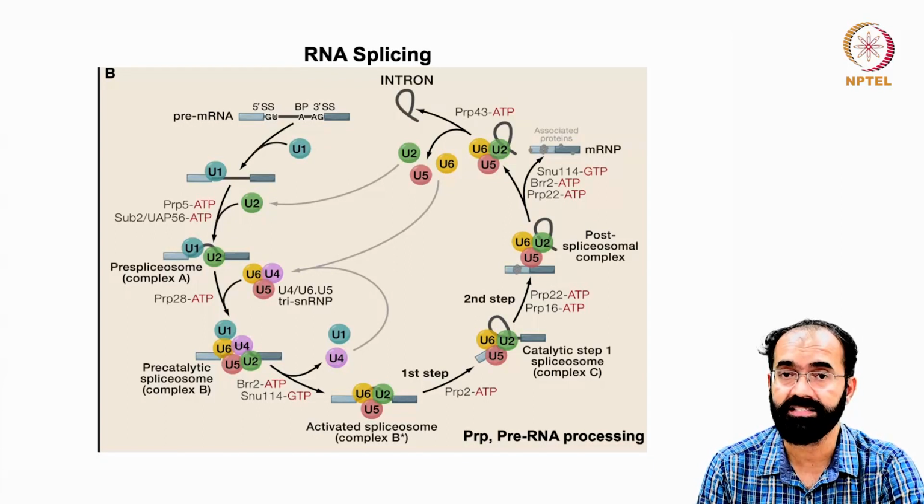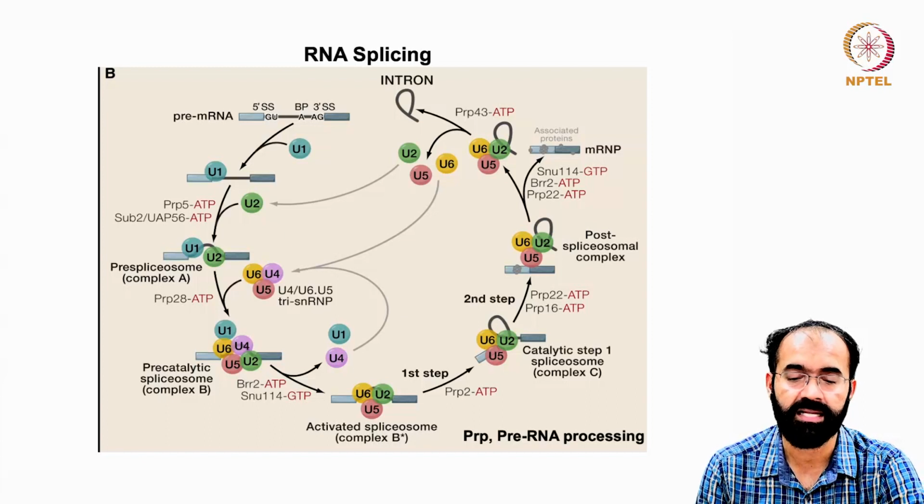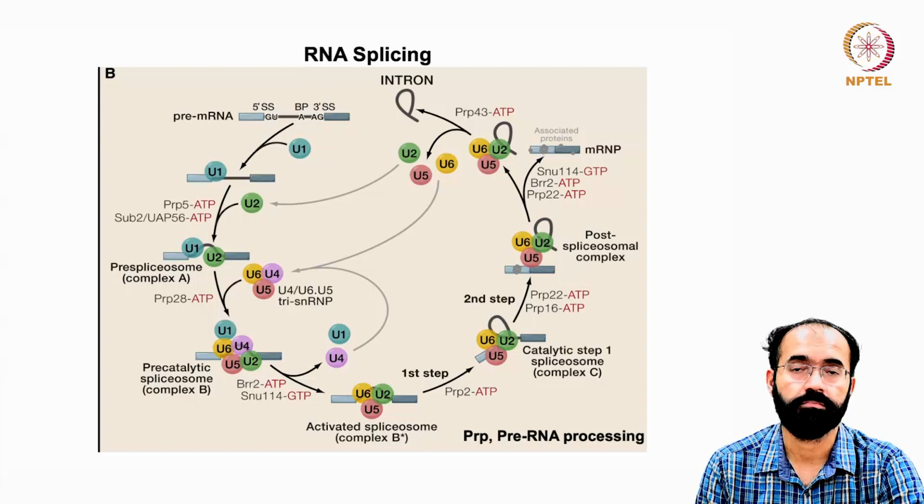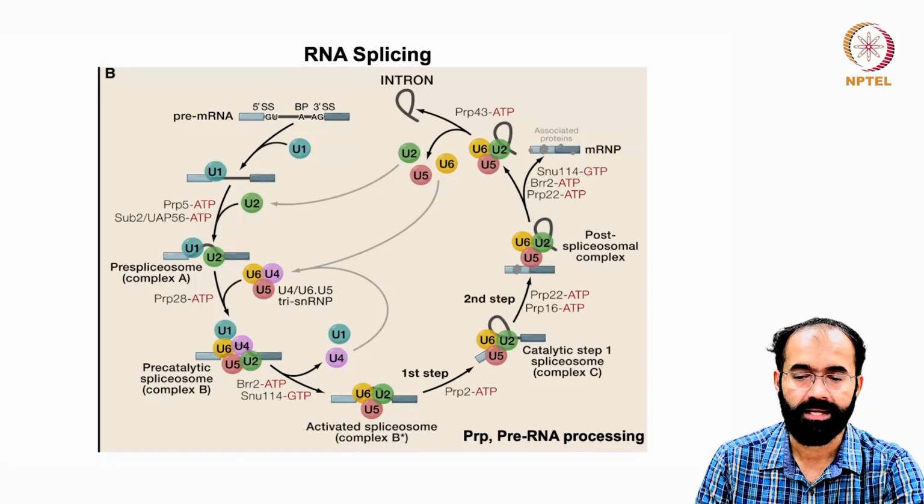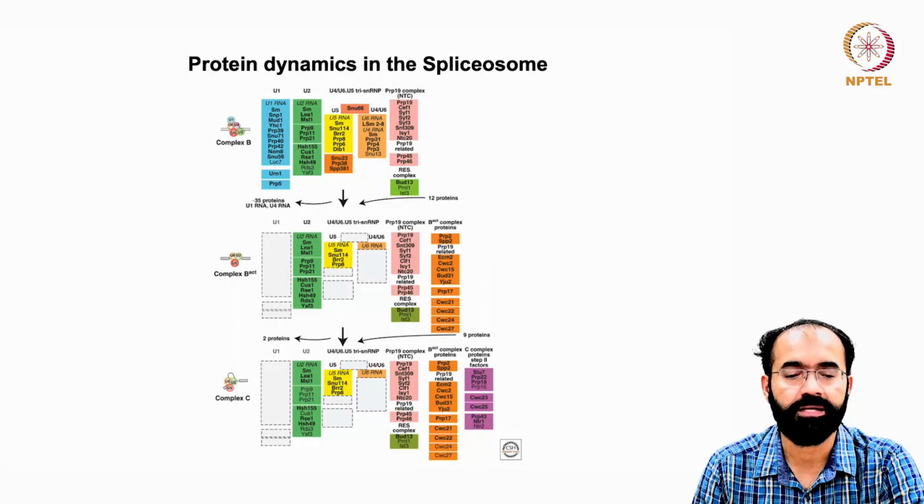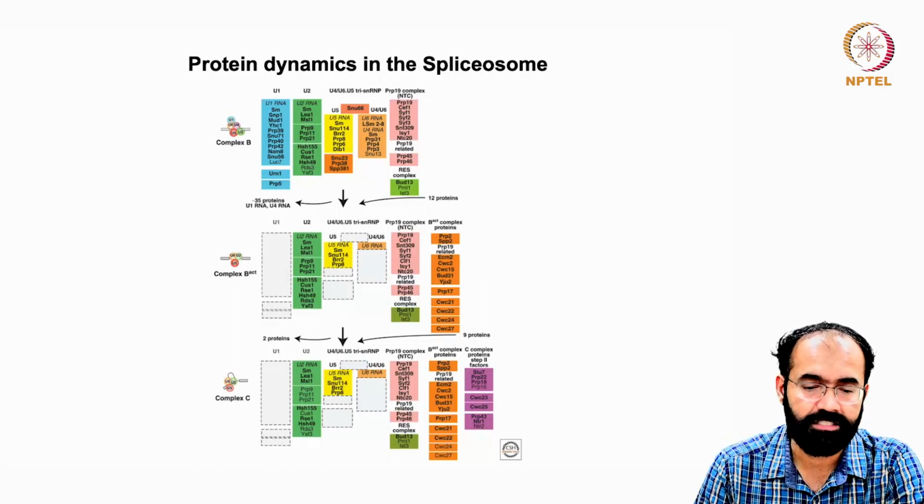various proteins, that is in the second transesterification reaction, and U6, U2, U5 are released along with the intron that is removed from this pre-mRNA, and now they are further broken down so that the intron and the U1 snRNPs are released. So this is the whole cycle. Let us see more about the protein dynamics in the spliceosome.